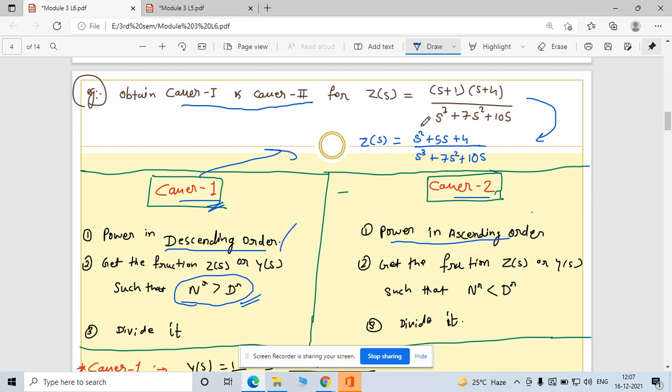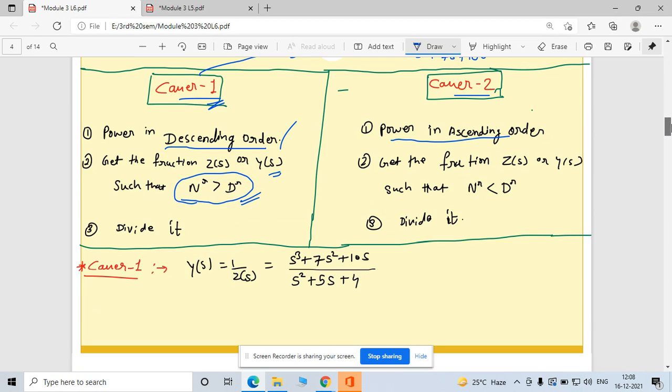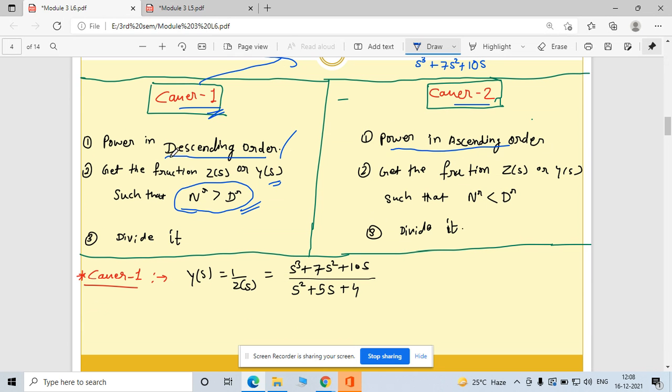So you have to take the reciprocal of this function. So 1 by Z is nothing but your Y of s. So for the Cauer 1 circuit you have to proceed with this Y of s function, specially for this function, right? So there are different functions. First of all, you have to identify which power is more, either numerator or denominator. So depending on that you have to proceed. Okay. So in the Cauer 1 circuit, the numerator degree must be greater than the denominator degree.